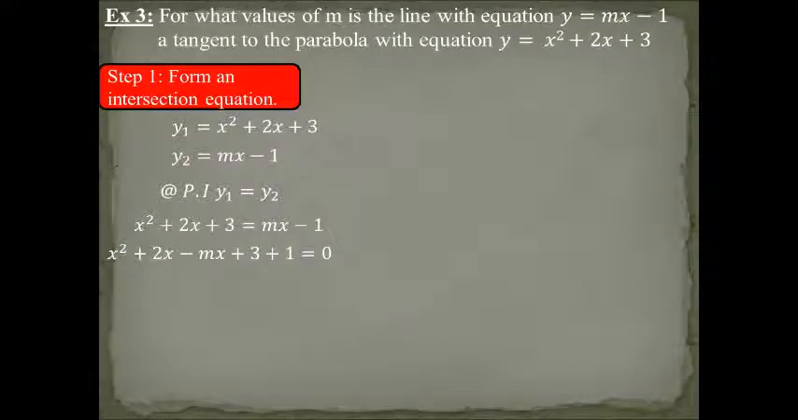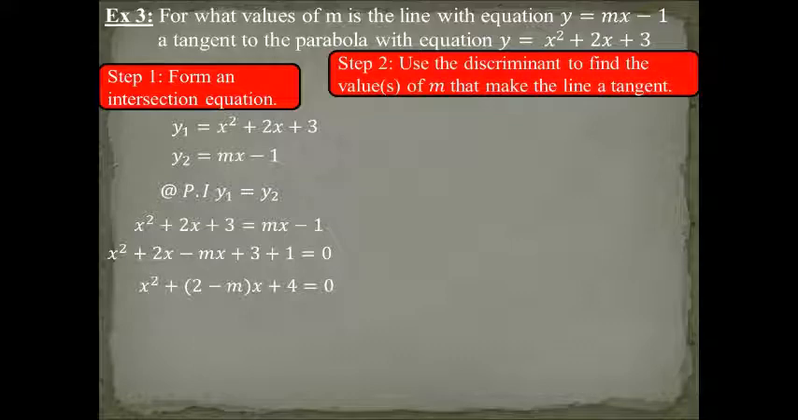So here, I can take out x as a common factor out of the 2x and minus mx terms only, which will lead to x squared plus bracket 2 minus m, close bracket x plus 4. And I have one x squared term, one x term, and one constant. That is now in standard form, so I can now use the discriminant.